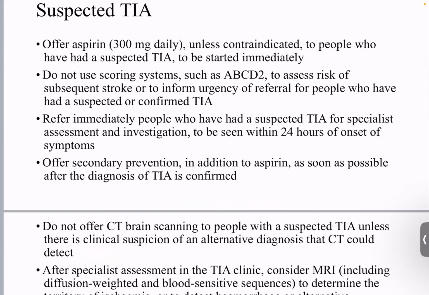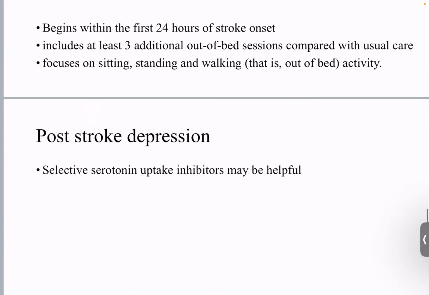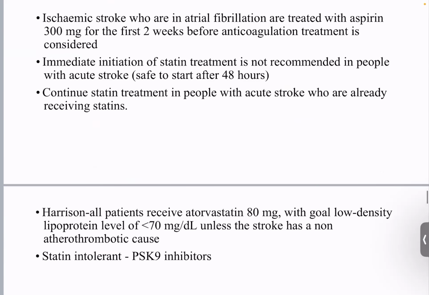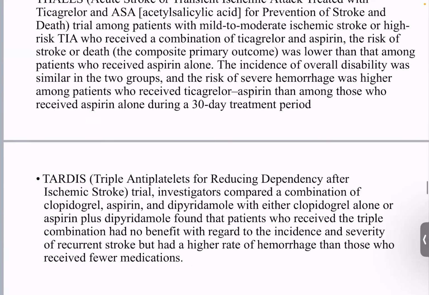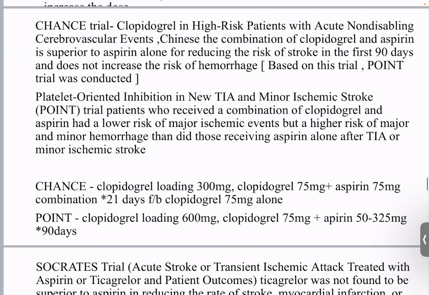And one more controversy: which agent to use, which antiplatelet to use. See, the CHANCE trial initially gave clopidogrel plus aspirin for 21 days, then clopidogrel was continued. In the POINT trial, the same dual antiplatelet was given initially, and then aspirin was continued. But most of the studies say that aspirin is better than clopidogrel, and there are many combinations which have been tried: ticagrelor plus aspirin, clopidogrel plus aspirin.